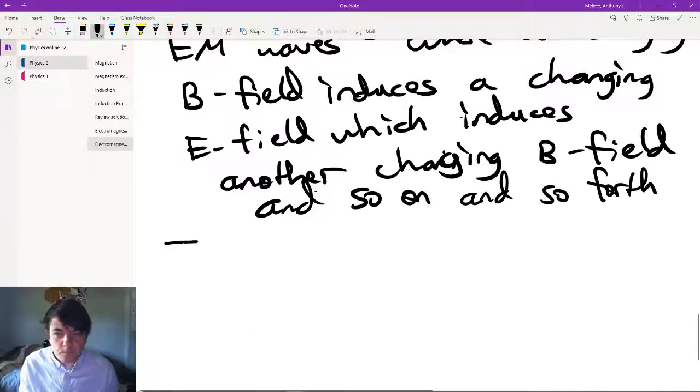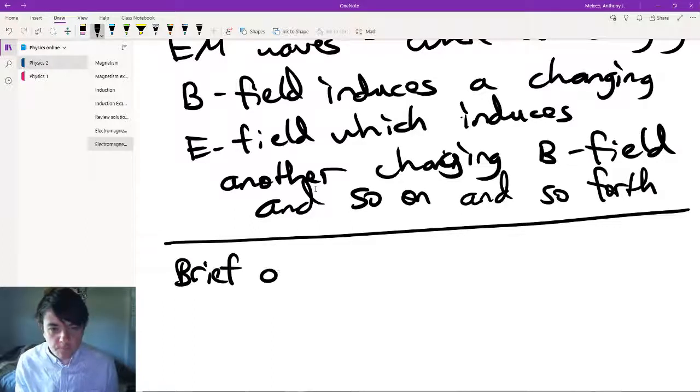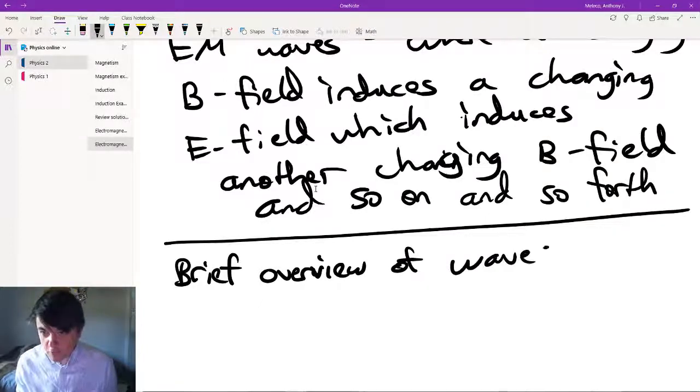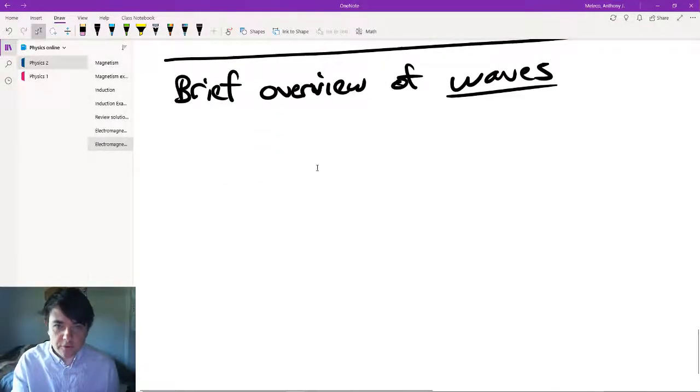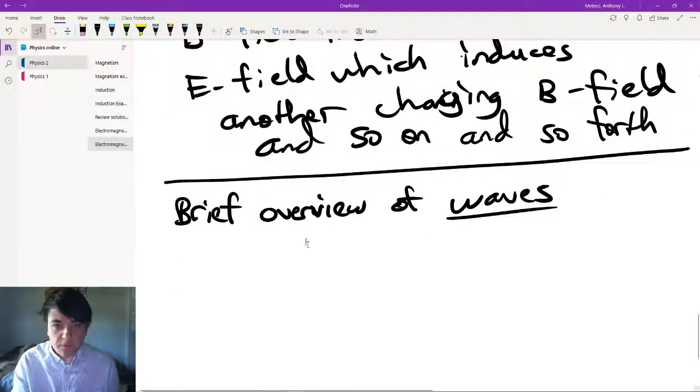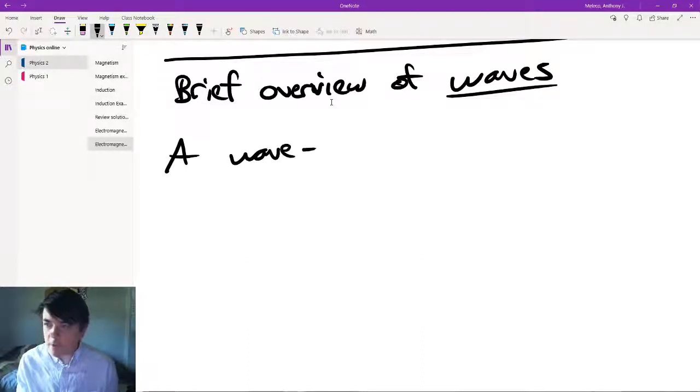But first, before we talk more about E and M waves, let's talk about just a brief overview of waves. So a lot of this stuff comes from Physics 1 and mechanical waves, but they're very similar. They have similar definitions, things like that. And so it's good for us to do an overview of them before we talk about E and M waves just a bit more. So what is a wave?